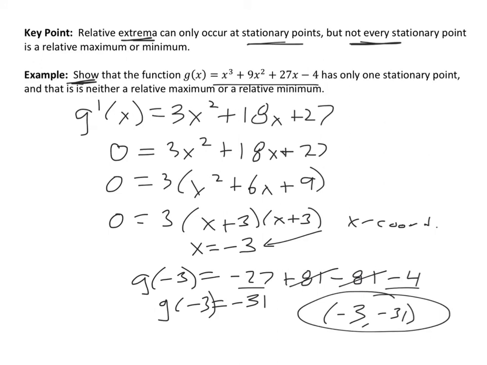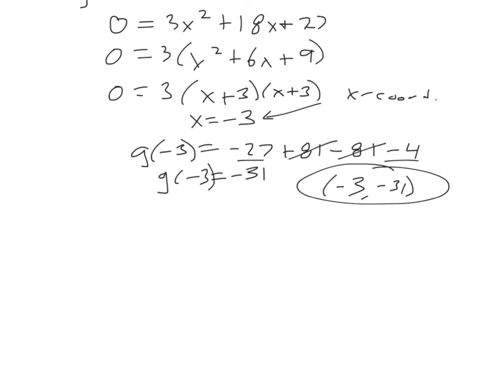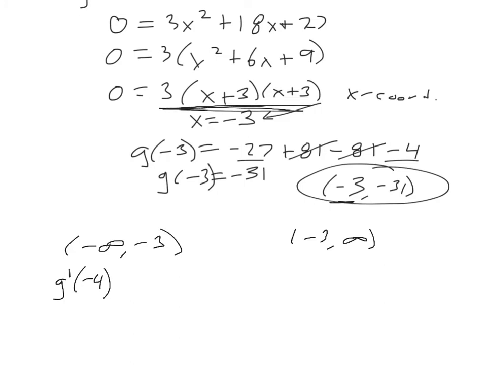Now I need to show that this is not a maximum or a minimum. So the way that I'm going to do that is by setting up intervals. The only thing I have to break up my domain is negative 3. So I have one interval that goes from negative infinity to negative 3, and one that goes from negative 3 to positive infinity. And so here I'm going to test my derivative. I'm going to do g prime of negative 4. And again, I really like to use this factored one because it really helps me to figure it out faster than plugging back into this thing up here. So this will be 3 times negative 1 times negative 1. That means g prime of negative 4 is positive 3.